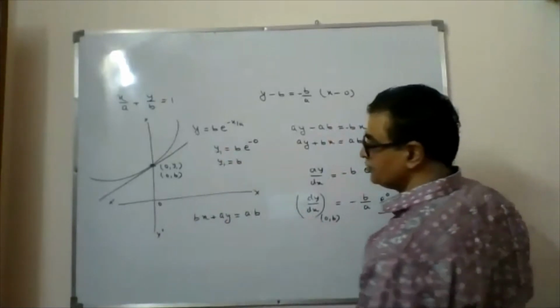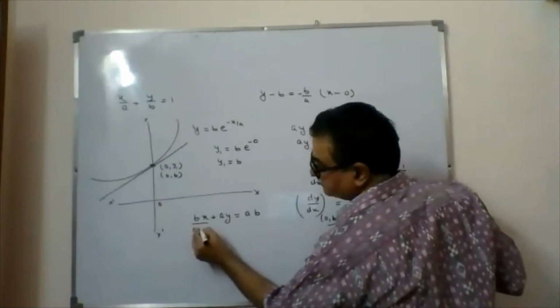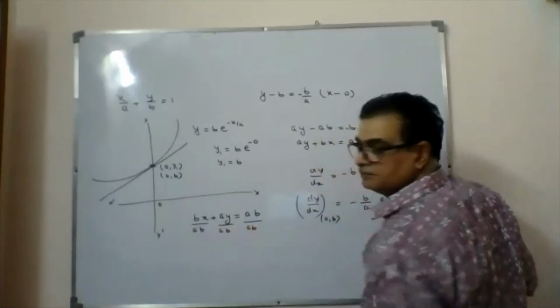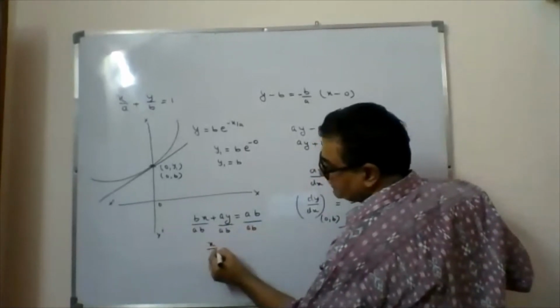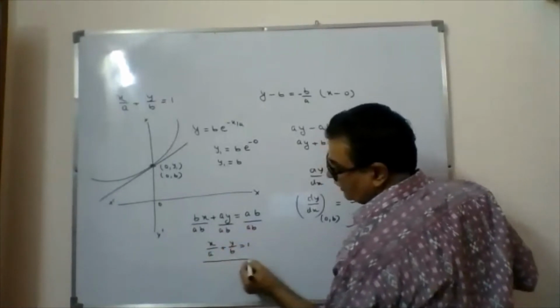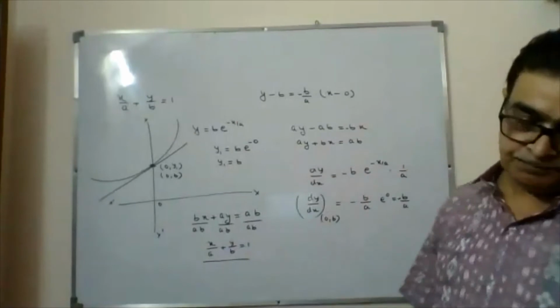Divide the complete equation by ab. Now when you solve it, it will come x by a plus y by b equals 1. This is what we had to show.